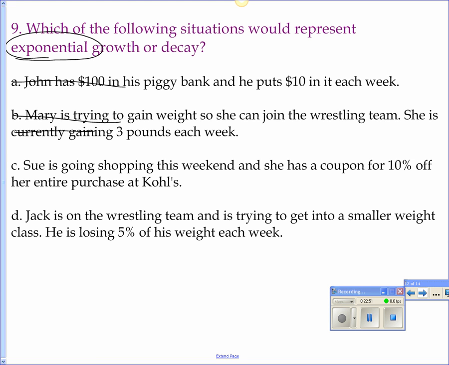Okay, let's look at this one. Jack is on the wrestling team and trying to get into a smaller weight class. He's losing 5% of his weight each week. His weight's going to change. Every week his weight is going to change. So which one is the best answer? D.